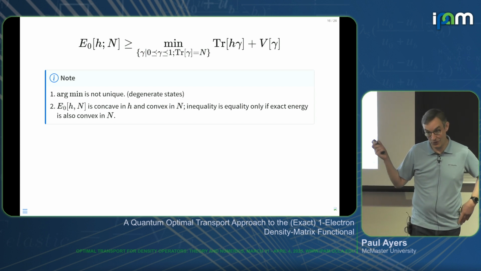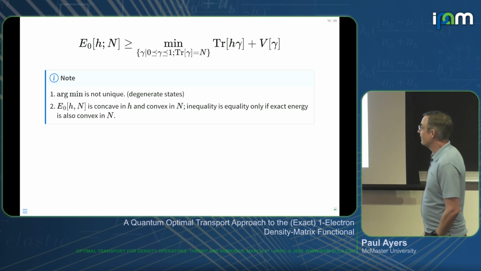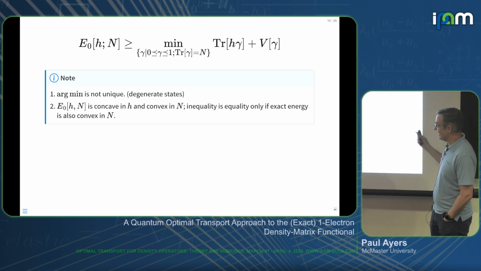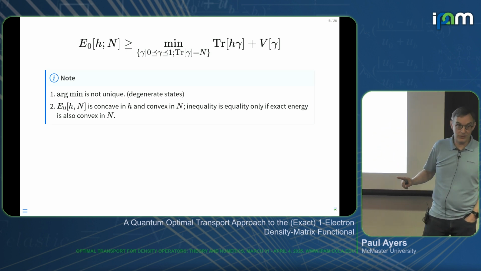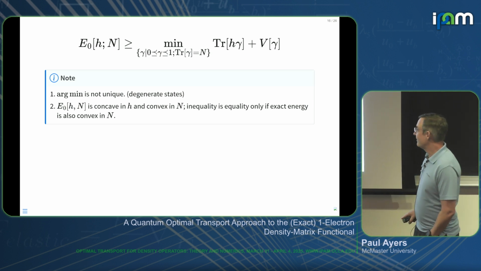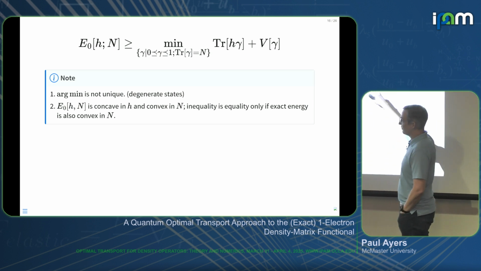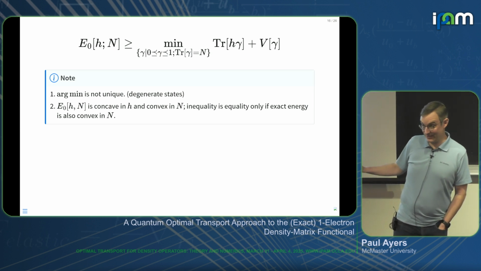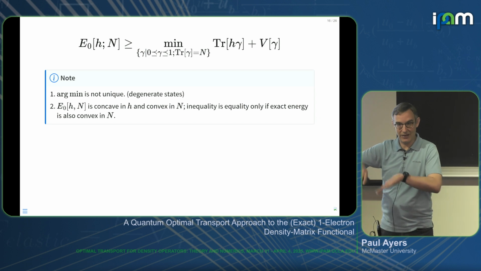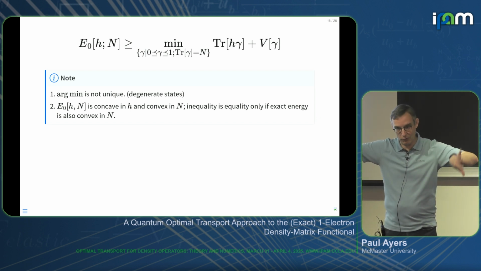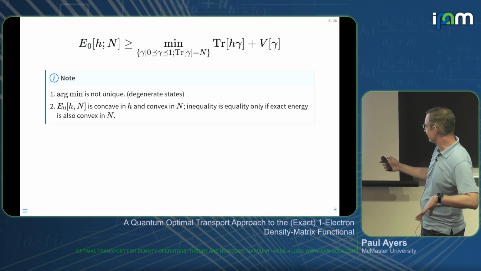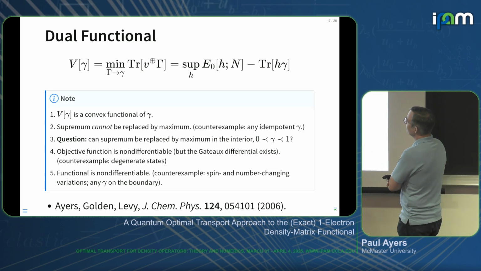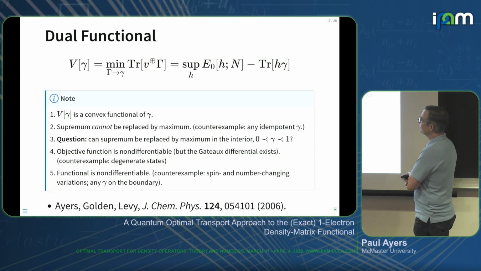For degenerate states, the argument is clearly not unique, right? It's concave in H, and it's convex in N by definition, by the way the functional is set up, right? The equality holds only when the exact energy is also convex in N. If the exact energy is not convex in N, then we have the thing from the discussion before, where you have symmetry breaking in particle number. Okay?